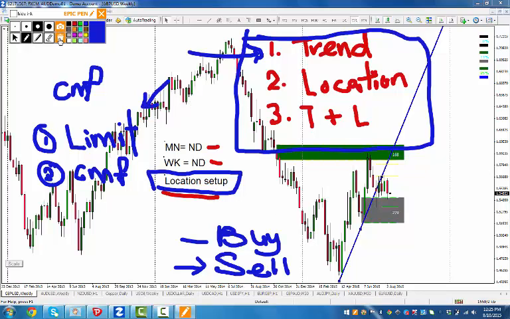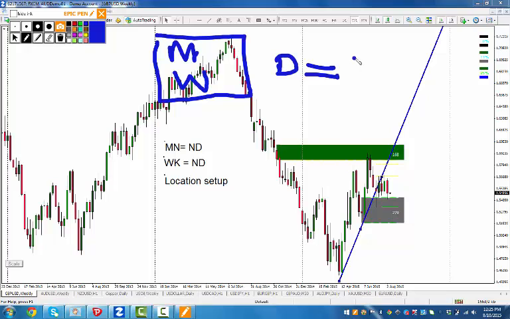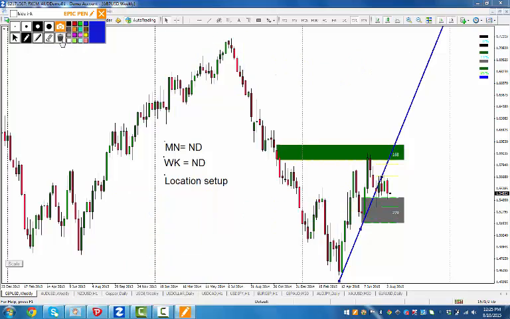For a swing trader, our entry time frame will be the daily. So our monthly and the weekly belong to the higher time frame, and this daily is our entry time frame. For an intraday trade, daily and H4 are our higher time frame, and we look to enter under H1, which is our entry time frame. It doesn't matter whether you are a swing trader or an intraday trader. We always follow this plan, this concept.